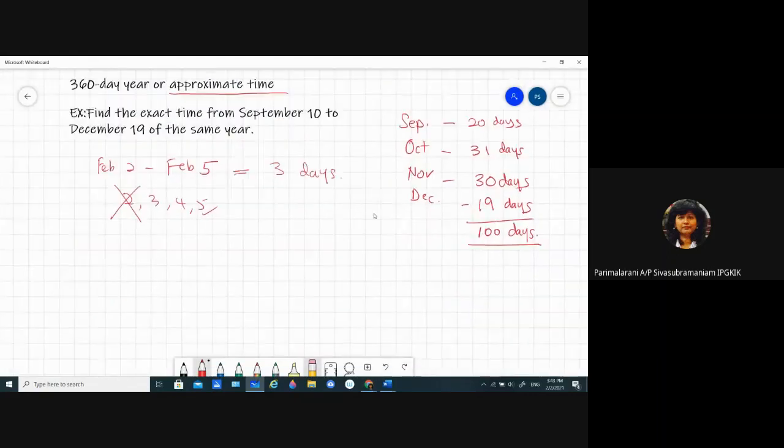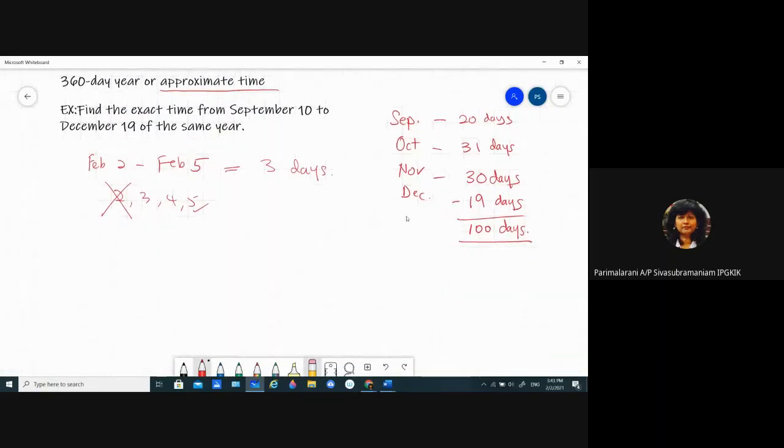Okay, so let's use another example, approximate time. If we use the same example and want to calculate the approximate time from September 10 to December 19, how do we do that? For approximate time, we know that from September 10 to October 10 is 1 month, October 10 to November 10 is 1 month, and November 10 to December 10 is 1 month.